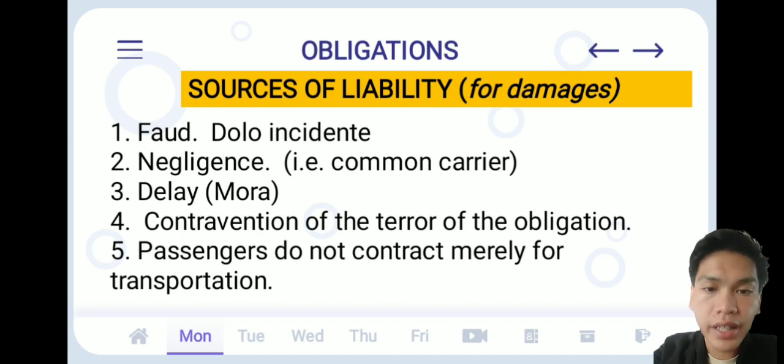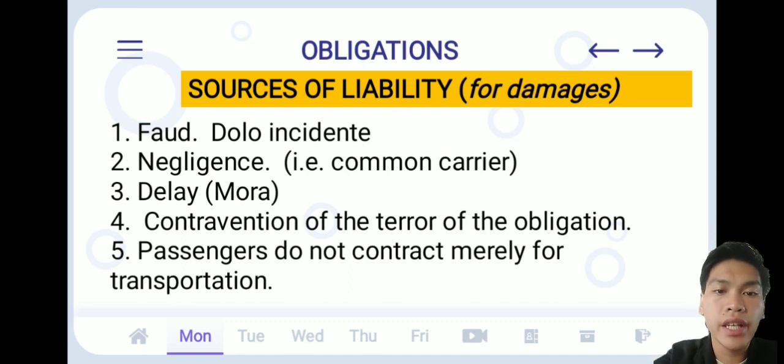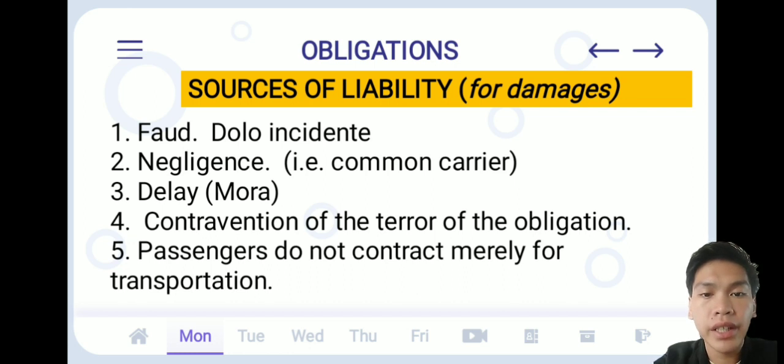The third one is delay or mora. The debtor can be held liable for a delay or default in the fulfillment of his obligation. When the debtor delays, it may cause expense. Demand is not necessary when the law expressly provides so, when the contract expressly stipulates that demand is not necessary, when time is of the essence, or when demand would be useless.